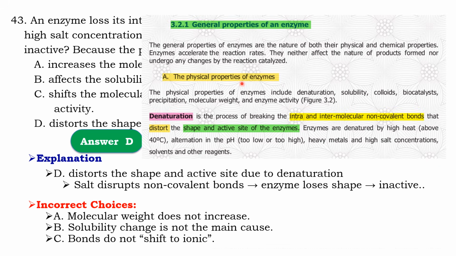So about this we can look on biology grade 11 under general property of enzyme. The physical property of that should include denaturation, solubility, colloid, biocatalyst, precipitation, molecular weight, and enzyme activity. So denaturation is the process of breaking the intermolecular covalent bond that distorts the shape and active site of enzyme. Enzymes are denatured by what? High heat, alteration of pH, heavy metals, high salt concentrations, solvent, and other reagent. So the answer should be D.